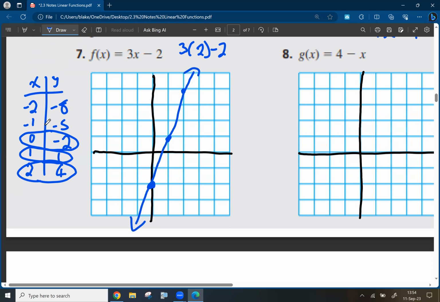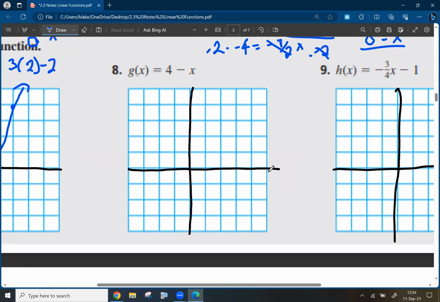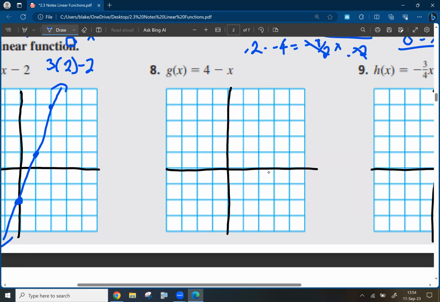So we couldn't use all the points, but of course we were able to use some. And again, all we need is some points to make our line. So we'll do the same thing on number 8. I'll take the same numbers and plug them in: -2, -1, 0, 1, and 2.